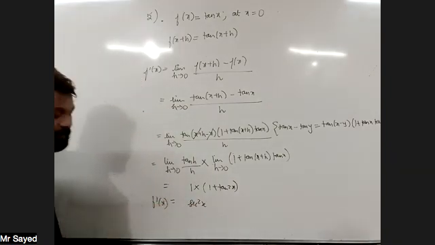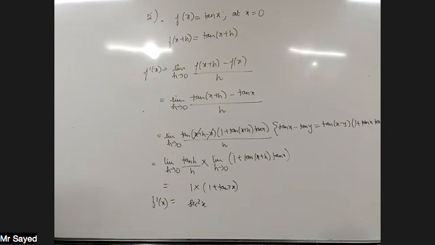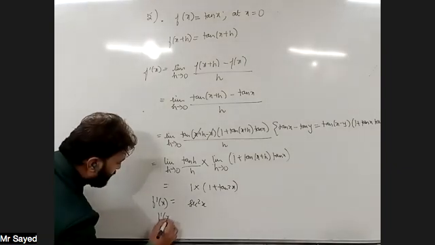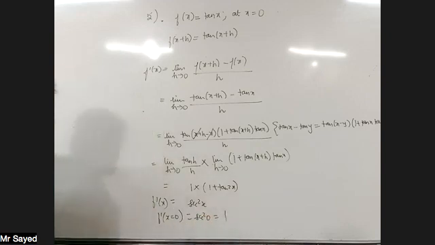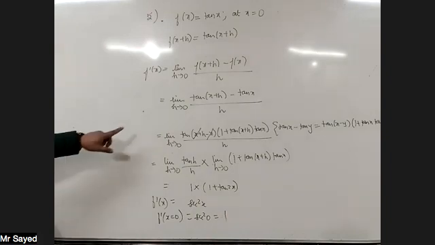And 1 plus tan square x will be equal to sec square x. So f dash x is coming out to be sec square x. We need to find out f dash x when x is equal to 0. So sec square 0. Sec 0 is 1. So result is 1. Is it clear?